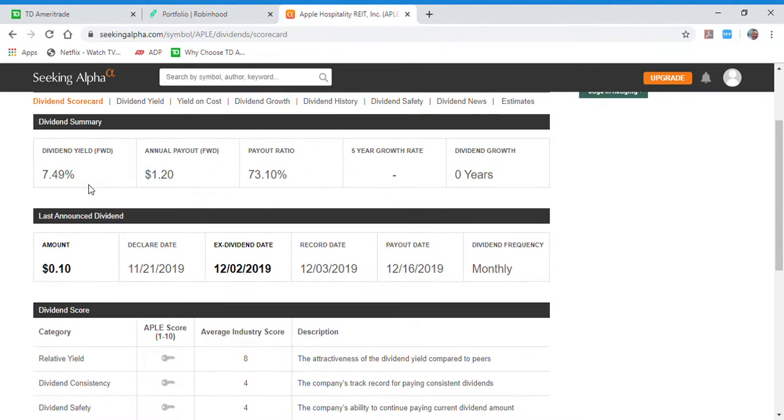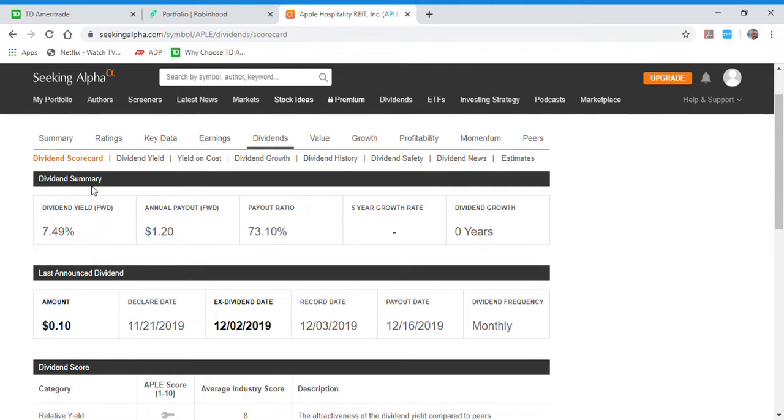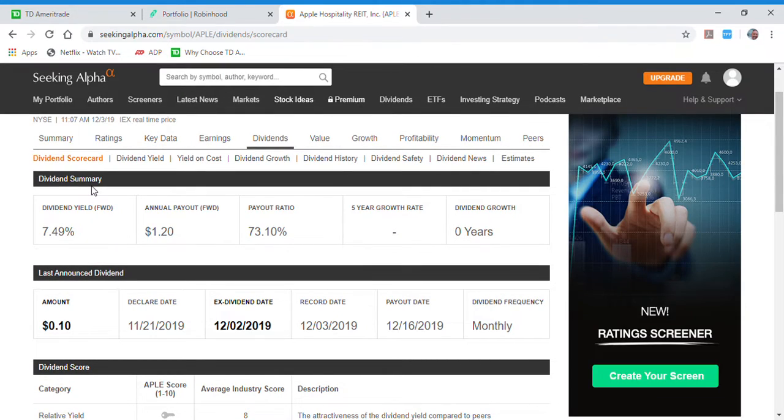We got a 7.4% dividend, or almost 7.5%. Their annual payout is $1.20 per share for the year. They pay 10 cents a month. Every month they pay a dividend.